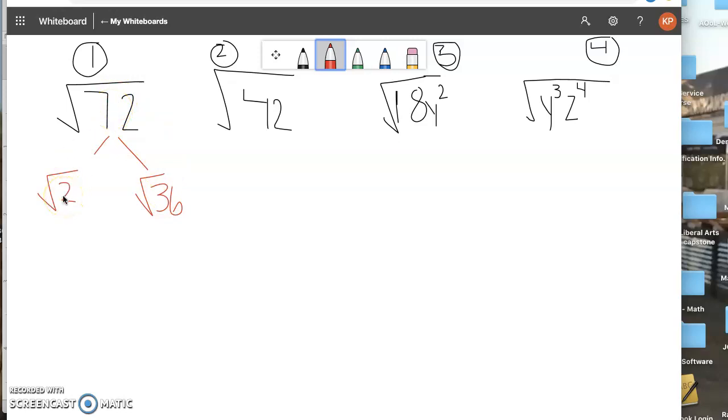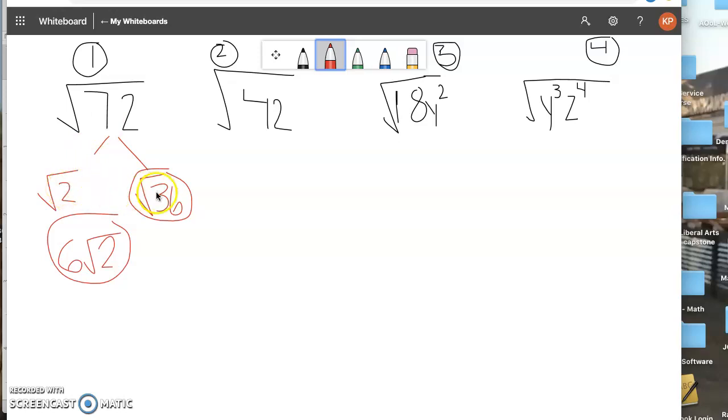Is the square root of 2 a perfect square? No, because no number times itself will equal 2. But is the square root of 36 a perfect square? Yes, because 6 times 6 is 36. So to simplify this and have our final answer, we take out this perfect square, which is 6, so there's no radical anymore. Then we write next to it the radical of 2. So 6 radical 2 is simplifying the square root of 72.